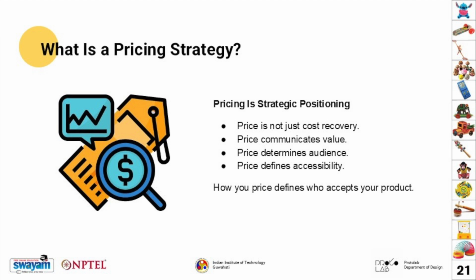Price communicates positioning. A toy priced rupees 299 sends a different message than one priced at rupees 2000 to rupees 2999. One suggests accessibility and impulse purchase. The other suggests durability, depth, or premium value. Price determines your audience. A low-priced toy may reach mass market families. A higher-priced therapeutic toy may target clinics, educators, or specialized parents.